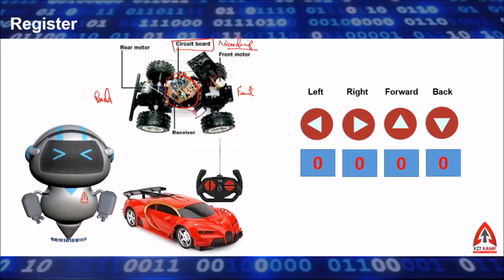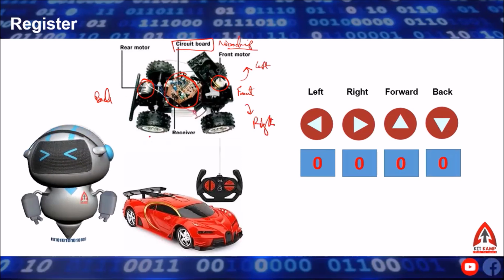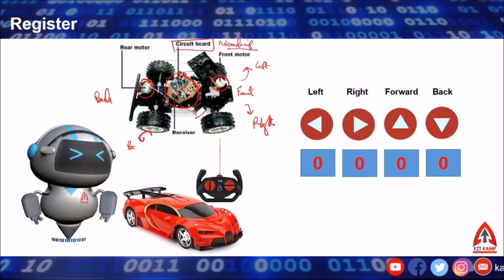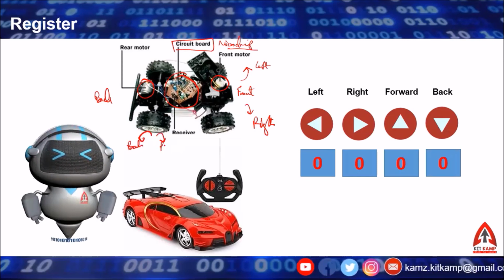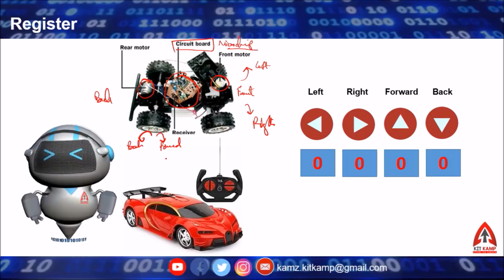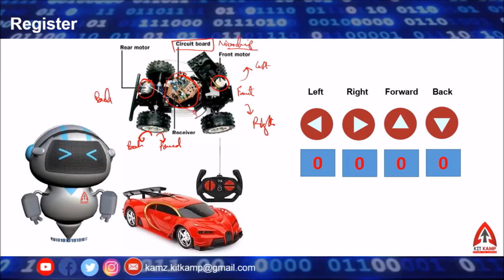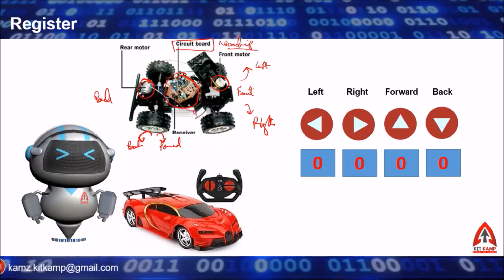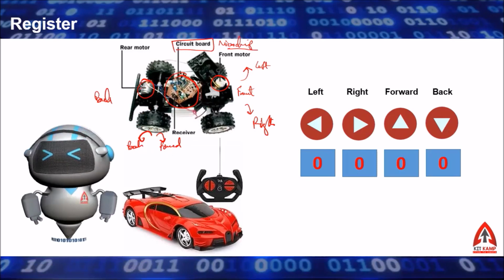You have a front motor and a back motor. The front motor is generating your left and right movement, and the back motor is moving the car back and forward. If the current flows in a clockwise movement, it will move forward. If the current flows in an anti-clockwise movement, it will move back.